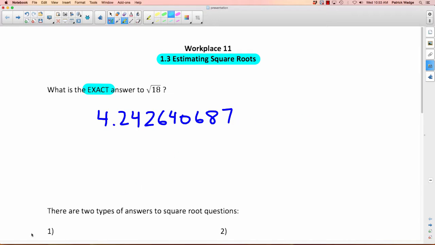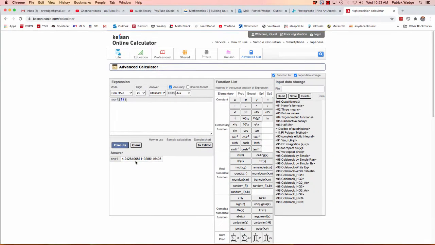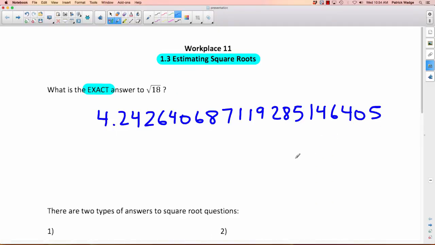All right, let's get more. So I go to a different calculator, this advanced calculator, and I want to find the square root of 18, execute, and I get my answer here. Whoa, look at all these decimal places now. Gosh, that's got to be exact now. Look at how many decimals there are. No, not exact. How come? Because there's more decimals. How many are there? It's endless, people. They go on forever.